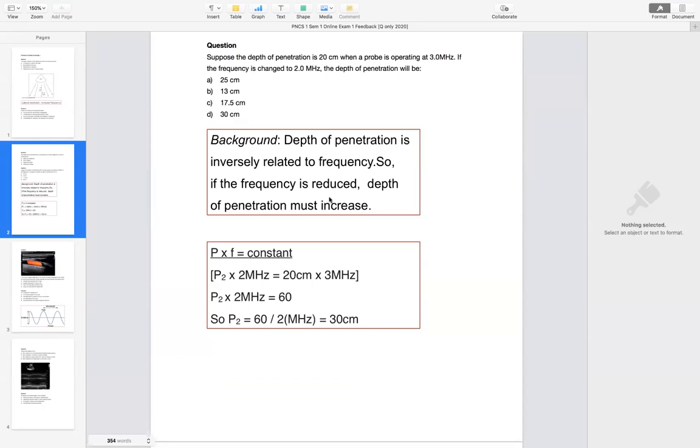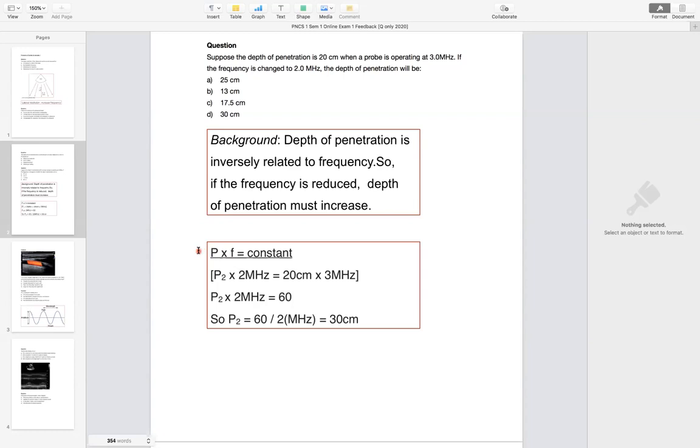And a little bit more information from one of Rob's lectures will help us work out whether it's A or D. Depth of penetration is inversely related to frequency. So if frequency is reduced, the penetration must increase. So we know that it's going to be either A or D.